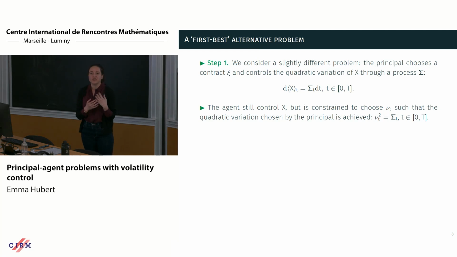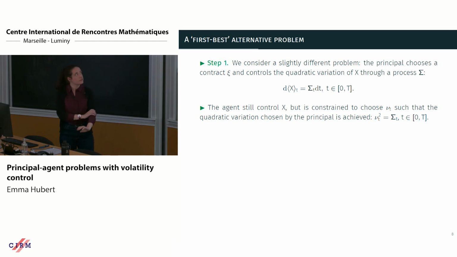So for this alternative problem, the first step, as I told you, is to formulate a new problem. This new problem doesn't have any economic sense. The main idea is just that it's going to be easier to solve, and then at the end we can show that it's going to give the same value as the original problem.